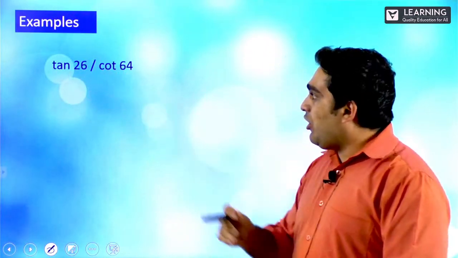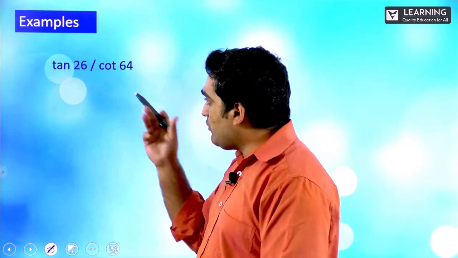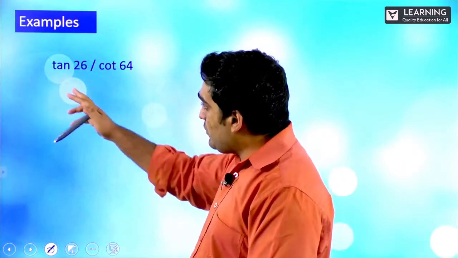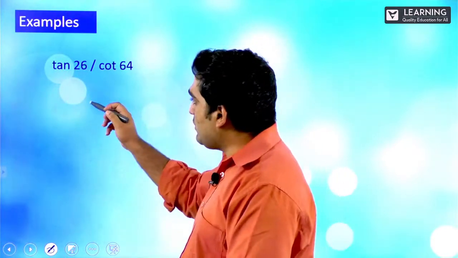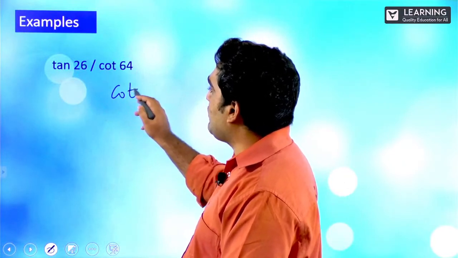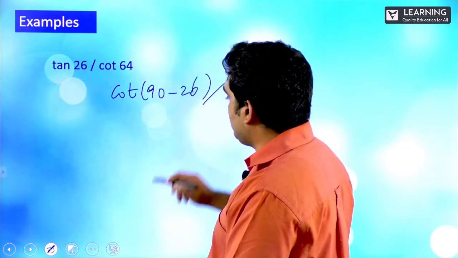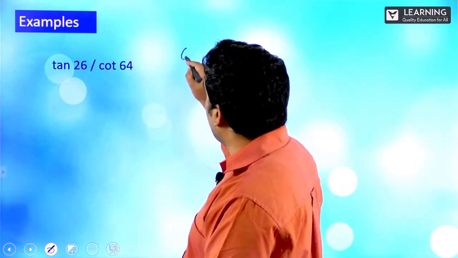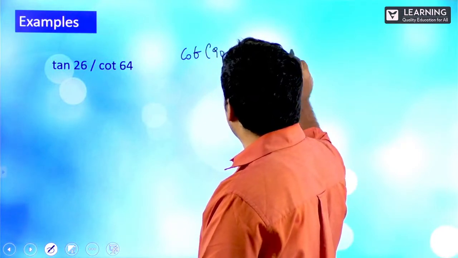Tan 26 degrees, cot 64 degrees. How do you solve this? How do you find the answer? First, what you notice is they are not standard trigonometry ratios. It is not 30, 0, 45, 60 or 90. So how do we solve? Here's what we do. Take one of the trigonometry ratios, let's say tan, and convert it into cot. Very easy, you write cot 90 minus 26 divided by cot 64.